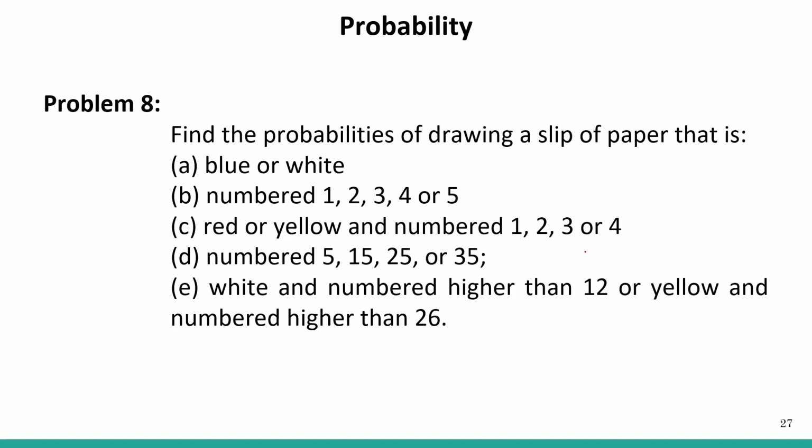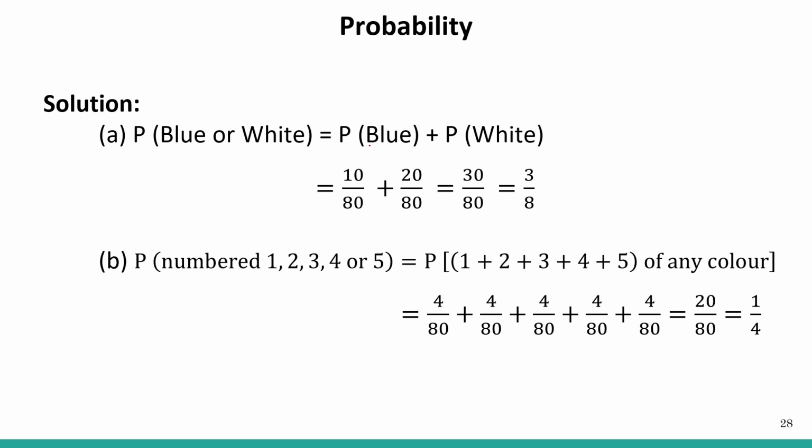So what do we want to find? We want to find the probability of drawing a slip of paper that is blue or white, numbered 1, 2, 3, 4, 5, red or yellow and numbered 1, 2, 3 or 4, numbered 5, 15, 25 or 35, white and number higher than 12, or yellow and number higher than 26. So blue or white will be 10 by 80 plus 20 by 80, equal to 30 by 80 or 3 by 8.